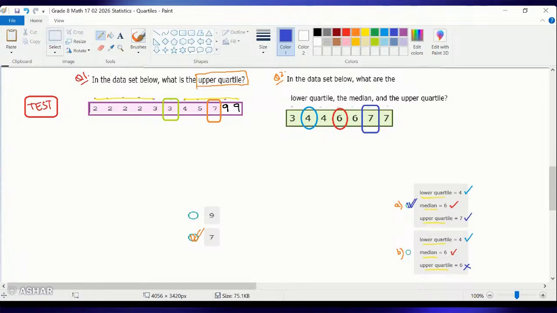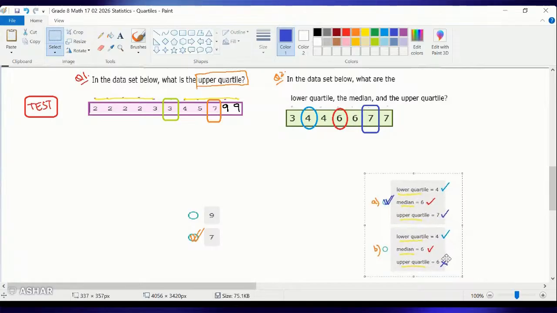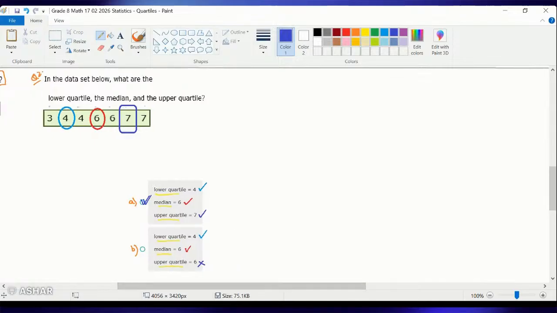What we are doing is comparing our answers with the given options. So option A was the correct answer because lower was 4, median was 6, and the upper quartile has to be 7. Agreed? Okay, let's have a look at another question.